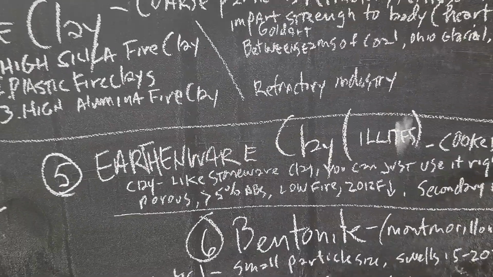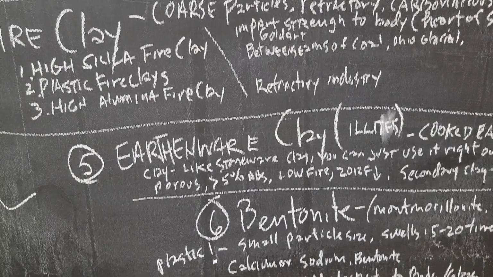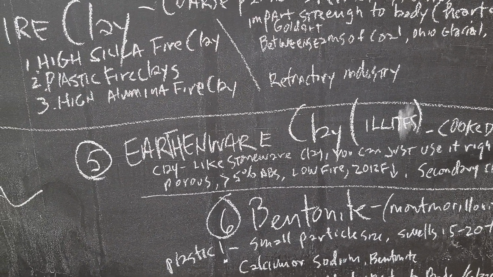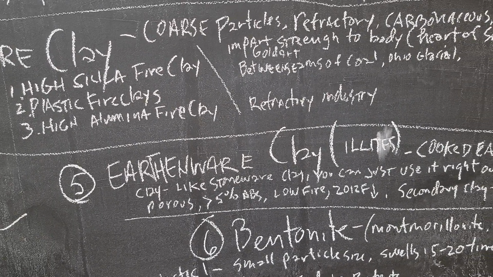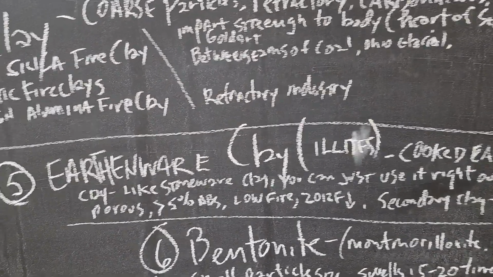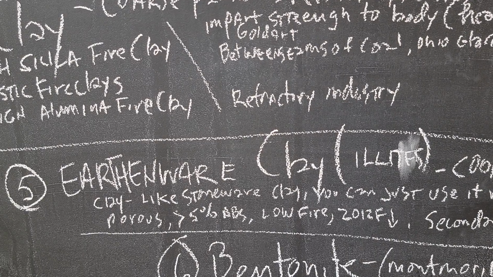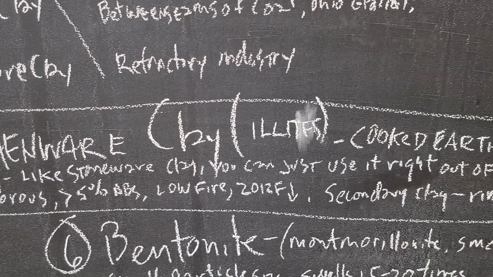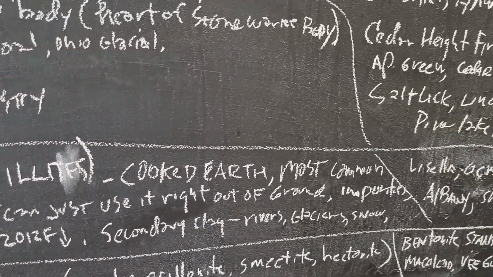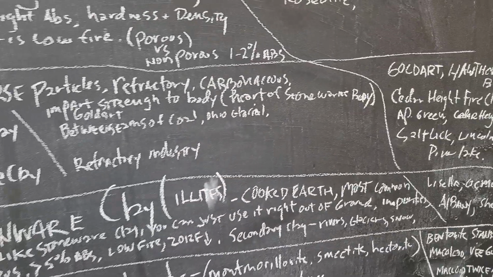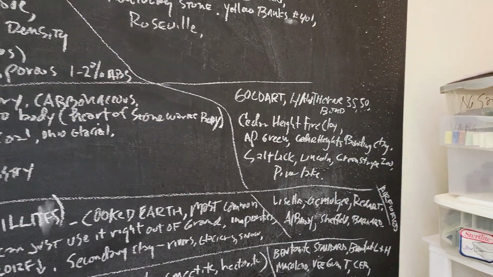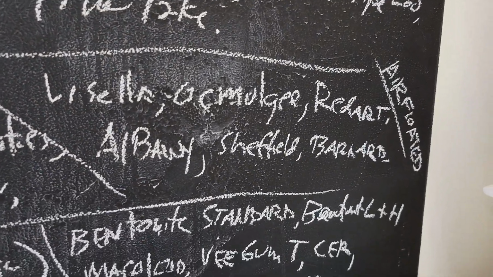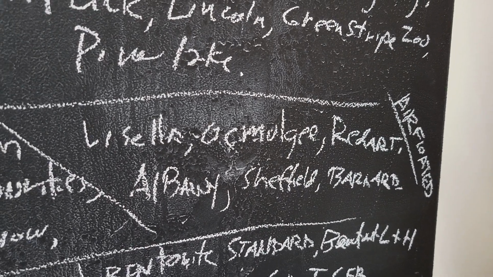It's porous, so it's over 5% absorption. That's a lot of absorption. More like 10%, a lot of them are. And usually you fire it to cone 05, so about 1880 or something. So it's a low fire clay, secondary, been moved around, a lot of iron in it. One of the clays would be called Lizella, Ocmulgee, Red Art.